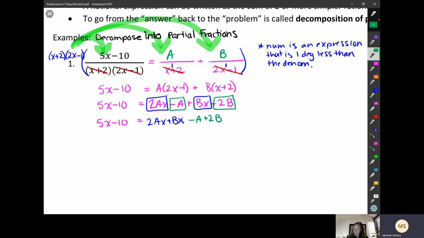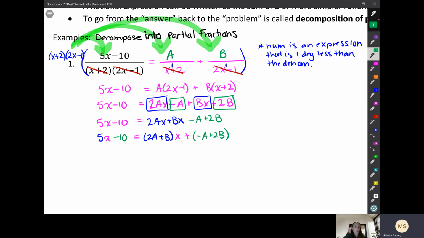Now I'm going to factor out the x from the blue terms. So I'm going to get 5x minus 10. And I'm using colors. You're going to see why the colors are the way they are in a little bit. Times the quantity of, I factor out the 2a plus b times x, and then I have plus, and I'm going to group this together and just write it as negative a plus 2b.